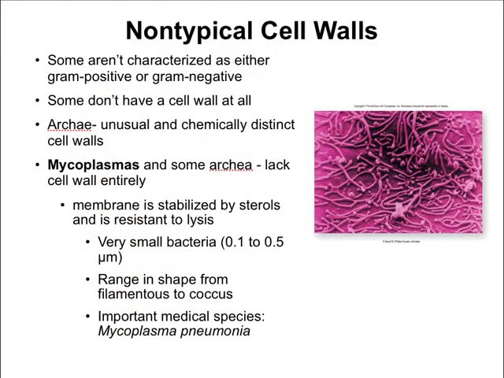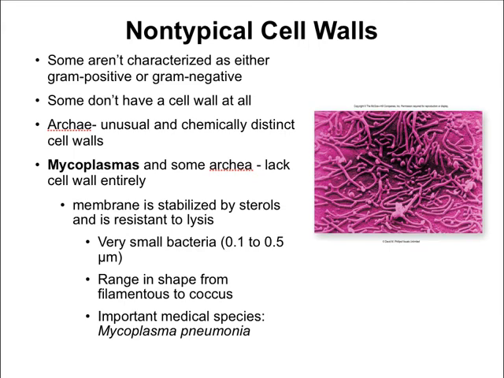In addition to gram-positive and gram-negative bacteria, there are some bacteria that have non-typical cell walls. Some of them aren't characterized as either gram-positive or gram-negative. Indeed, some don't have a cell wall at all. Archaea, for example, are unusual and chemically distinct from the general bacteria. The archaeans are a more ancient and primitive line of prokaryotes. Some of their cell walls are composed entirely of polysaccharides, and others are composed entirely of proteins.